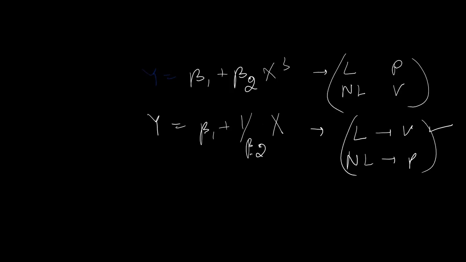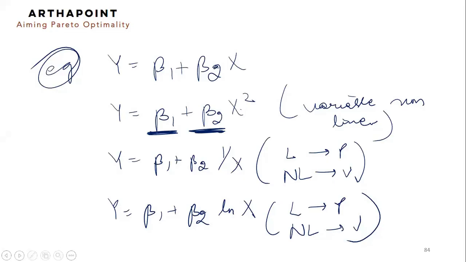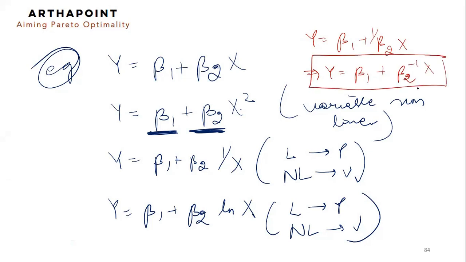This is not coming linearly because y is equal to beta 1 plus 1 by beta 2 x can be rewritten as y is equal to beta 1 plus beta 2 to the power minus 1 x. So this becomes non-linear. So you have to understand this is linear in variable but non-linear in parameter. So non-linear in parameter is when parameters don't come linearly. Non-linear in variable is when variables don't come linearly.